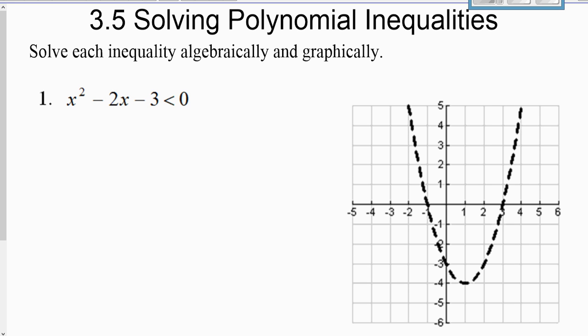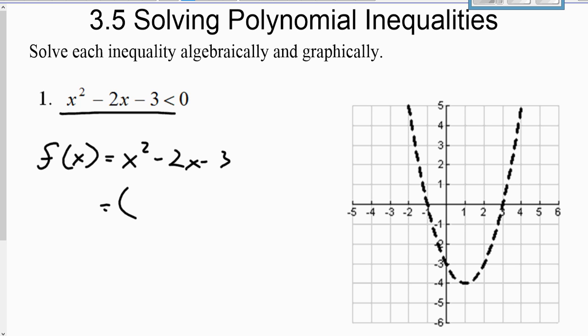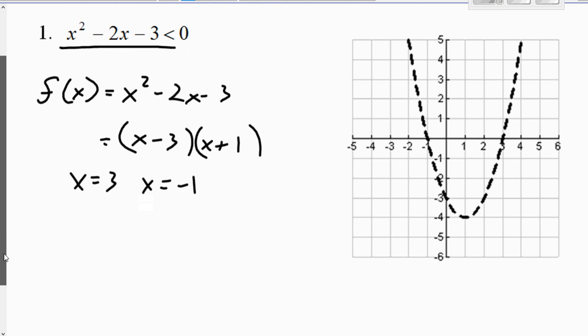So we're going to go ahead and define this function over here, and we want to find our zeros. So from this, finding our zeros, we're going to factor. We get x minus 3, x plus 1. So I have zeros at x equals 3 and x equals -1. So at this point, I want to set up an interval.